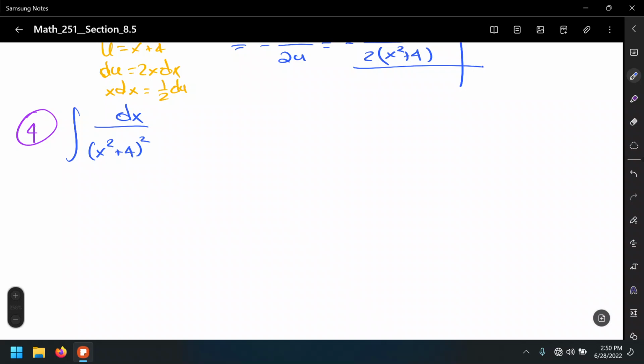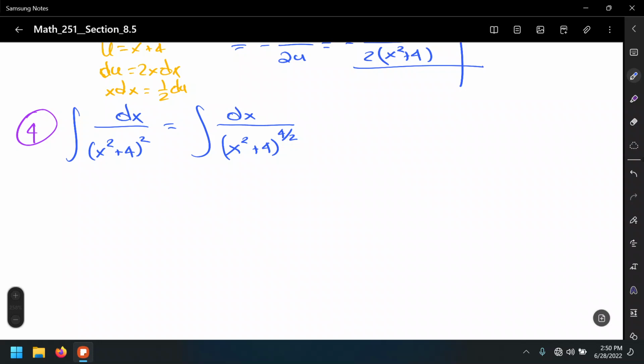We can use trigonometric substitution, but we were under the impression that trig substitution works when you have a radical integrand, and this is not a radical integrand. But we can turn this into a radical integrand if we use the following trick. Well, it's really not a trick, it's algebra. Isn't x squared plus 4 to the second power the same as saying to the 4 over 2? Because 4 over 2 equals 2.